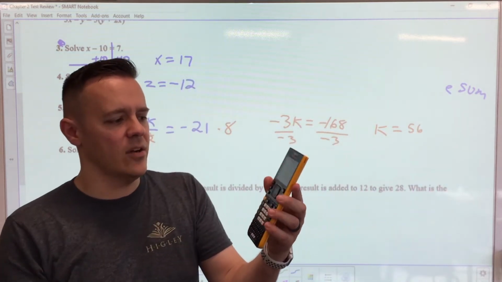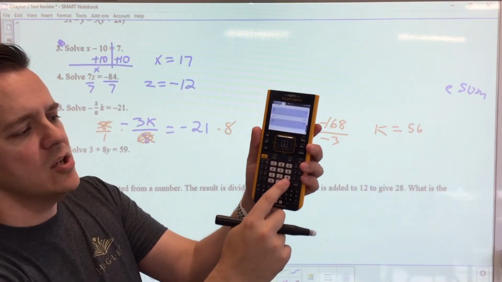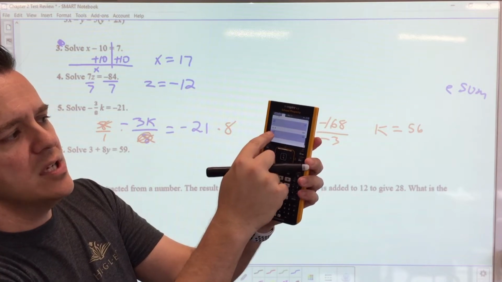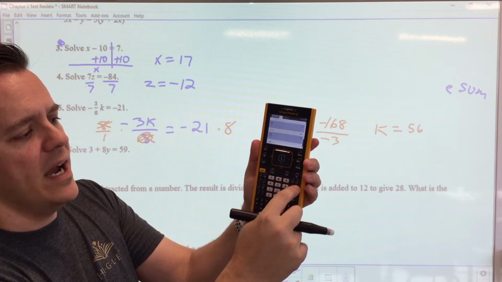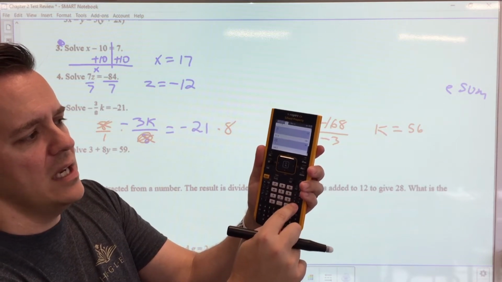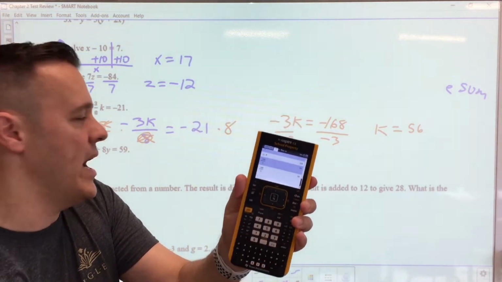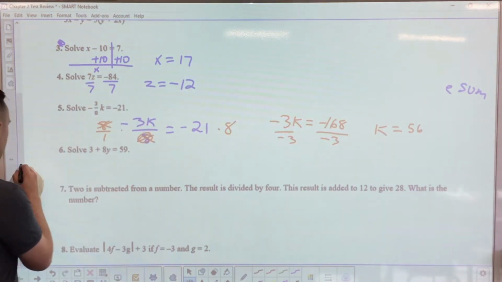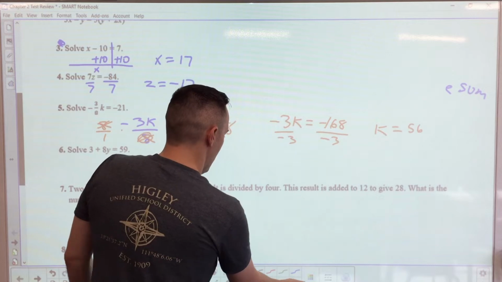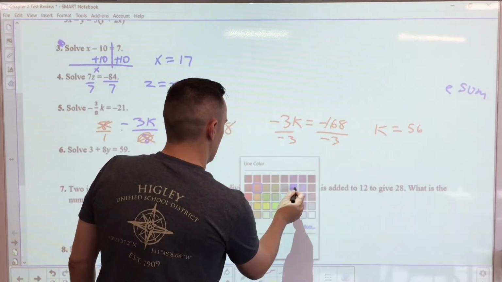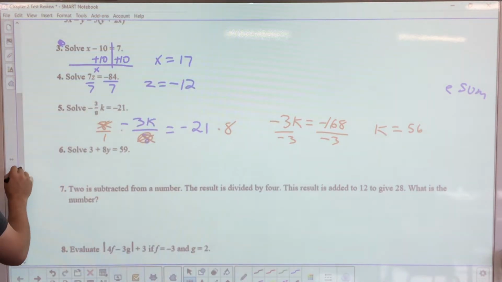If you use these calculators, a real quick tip: make sure you use this as the negative. You can see when I put negative 168 and then divide it by negative 3 and hit enter, it will actually give me the positive number. So please make sure you do that, and hopefully that came through on the video. All right, so let me change the color on this one and let's keep going on number 6.